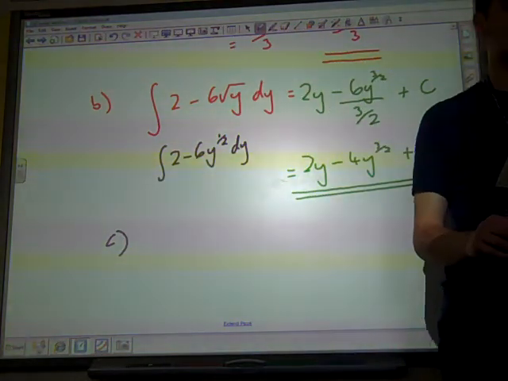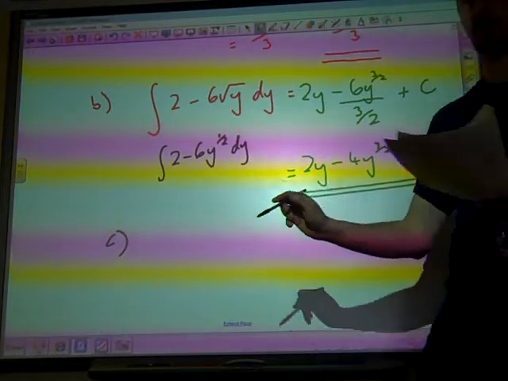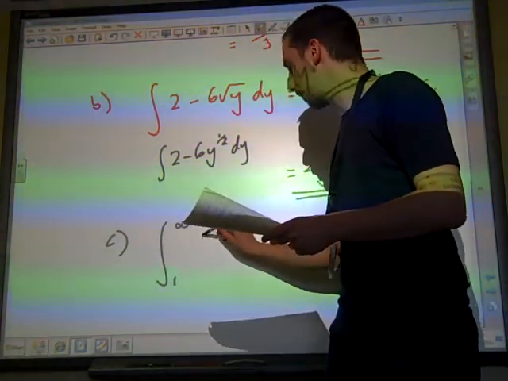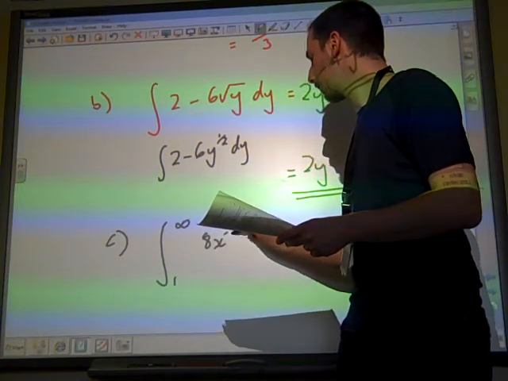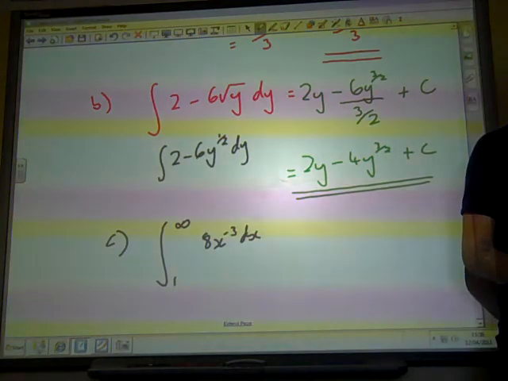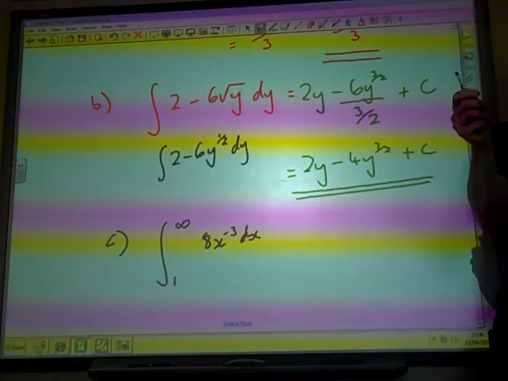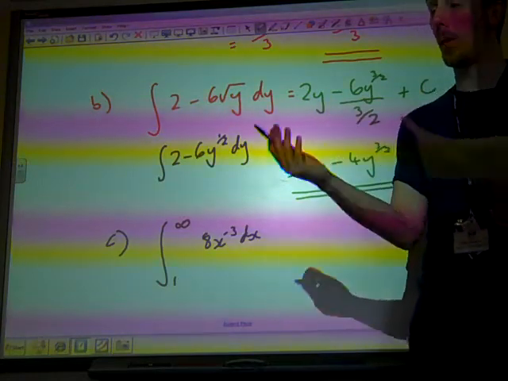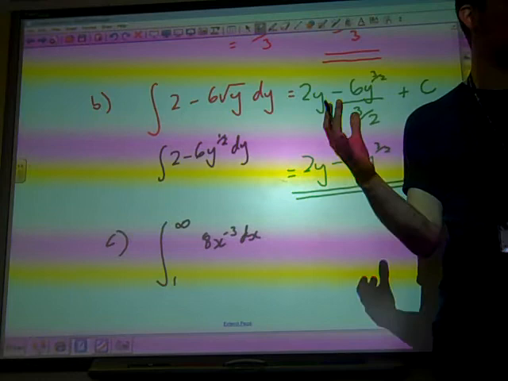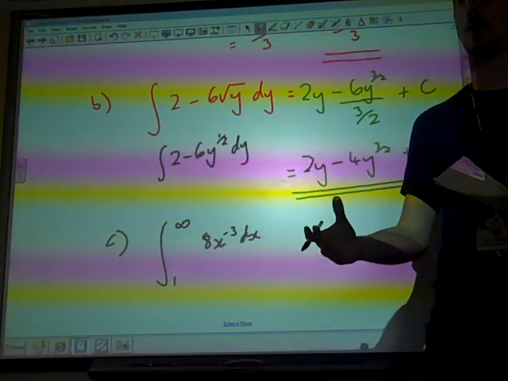Part C is what we call an improper integral. That's what it looks like. It's 8 over x cubed between 1 and infinity. Now this is a big deal. We can't work with infinity. You haven't got an infinity button on your calculator. You can't sub that into equations because you don't have a numerical value for it.